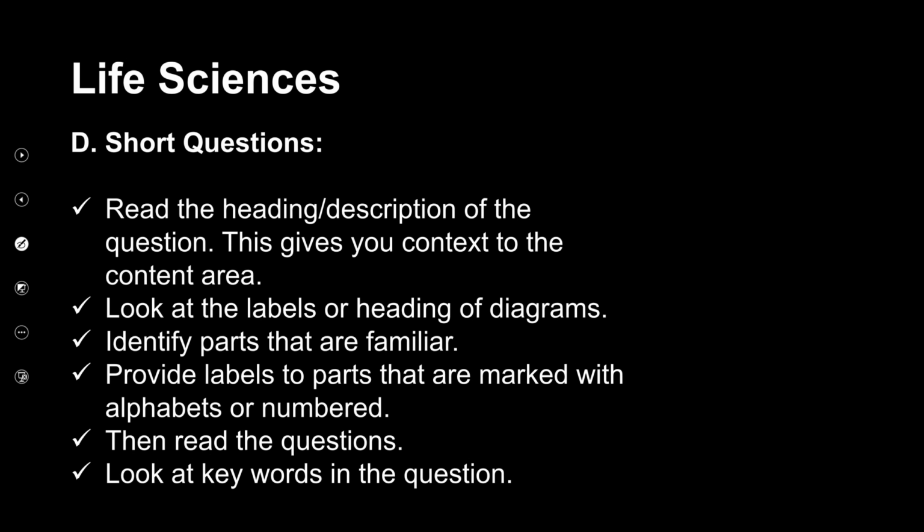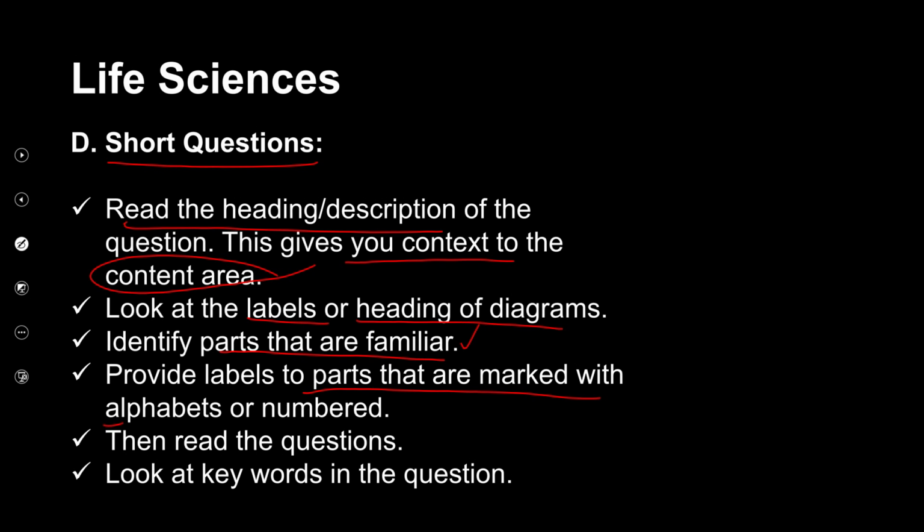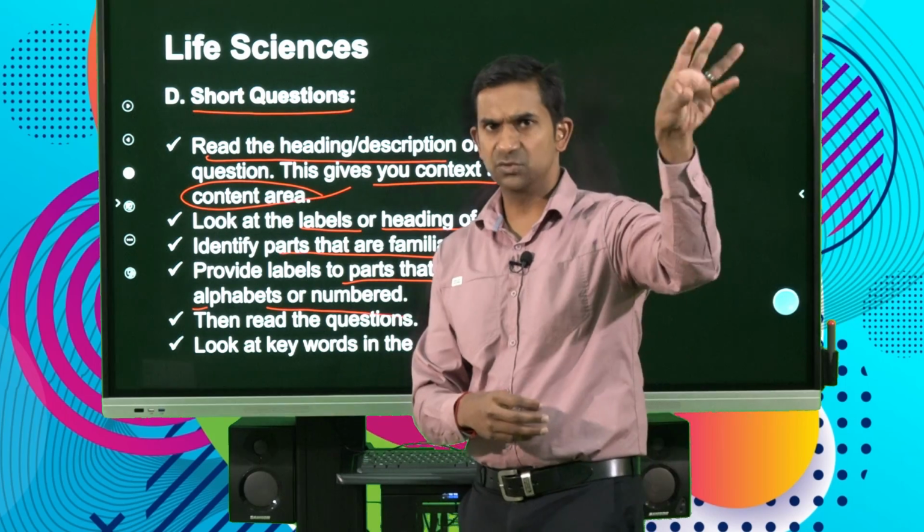And guys, finally, we have got short questions. Again, these are questions that require you to read the heading and the description of the question. This gives you context to the content area. Look at the labels or the headings of the diagrams. Identify the parts that are familiar to you. Provide labels to parts that are marked with alphabets or numbers. And often, a process like protein synthesis would be stage 1, stage 2.